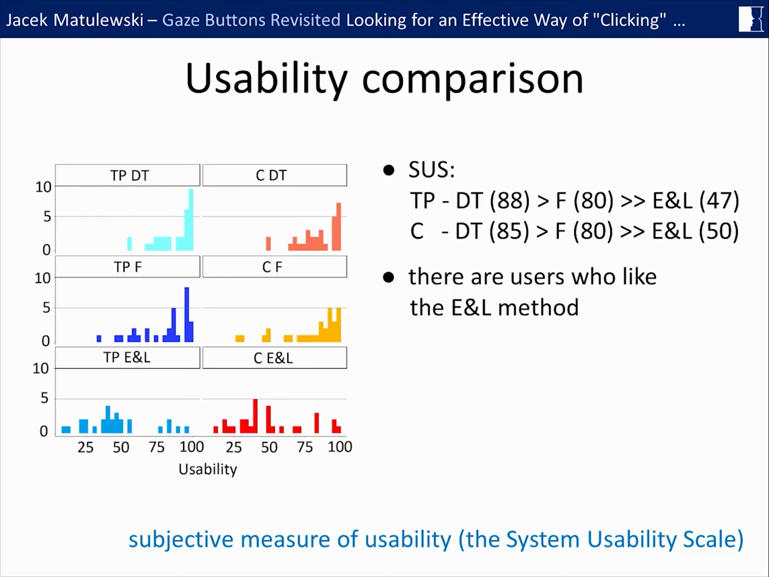However, it should be noted that the distribution of points awarded by the users in the case of the enter and leave method was much wider than in the case of other methods. One could even risk calling it heterogeneous. A similar situation is visible in the distribution of times and the number of errors for this method. Thus, one may conclude that there is a certain group of people who feel comfortable with this method and evaluate it positively. This is confirmed by our observations during the experiment and by participants' comments.